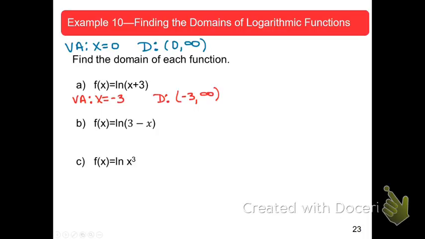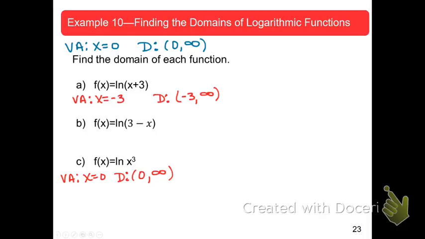Okay, on C, we've got the natural log of x cubed, and we're looking for the domain. Well, the cube doesn't affect that vertical asymptote. My vertical asymptote is still going to be at x equals 0, which means my domain is still going to be from 0 to positive infinity. But then when I look at B, B has some different stuff going on.